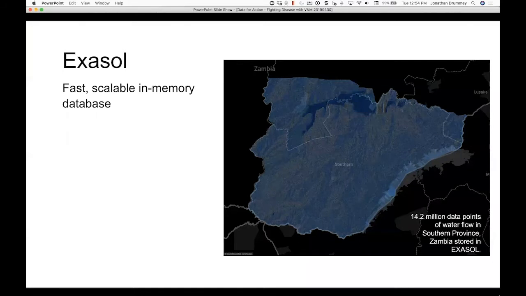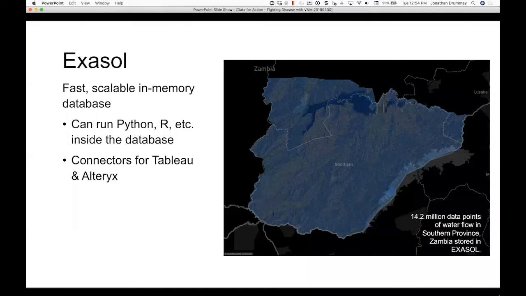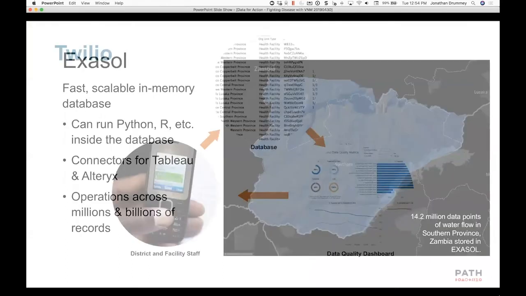Exasol I talked about earlier in terms of just being incredibly fast and flexible. We can run Python or R code and use that to push data into the database, read data from the database, or actually use it inside the database.